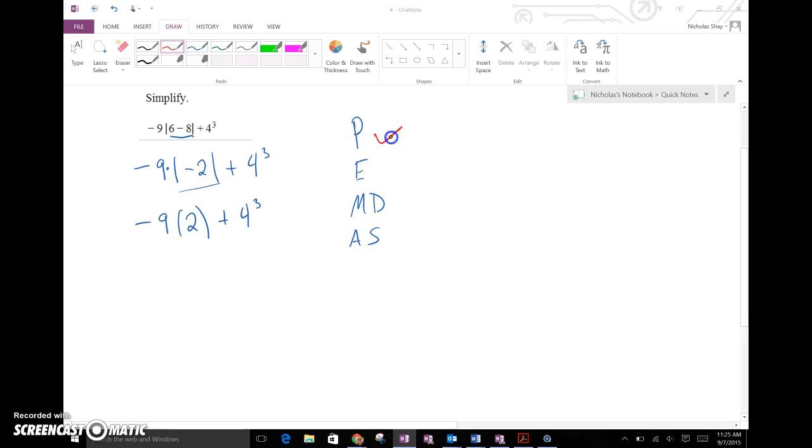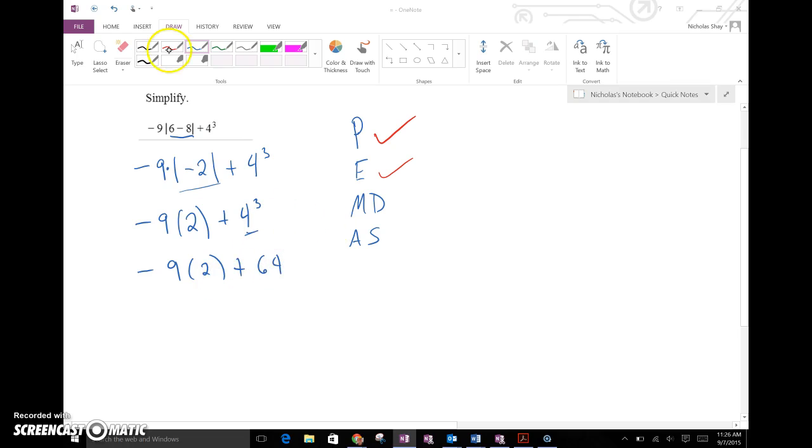So we went ahead and we took care of our parentheses step. Now we're going to be on exponents. So exponents, 4 to the third, 4 times 4 times 4. 4 times 4 is 16. 16 times 4. Sorry, I got to get my calculator. 16 times 4. So this is going to be 64. So it's going to be negative 9, parentheses, 2, plus 64.